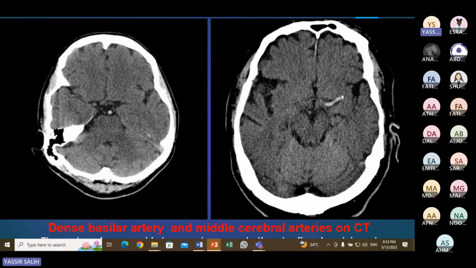What is this? Is it normal? This is the middle cerebral artery. It appears hyperdense. Is it normal to appear like this in a non-contrast CT? Abnormal. So this is called the dense artery sign. Yes, dense artery sign. What does this sign indicate?